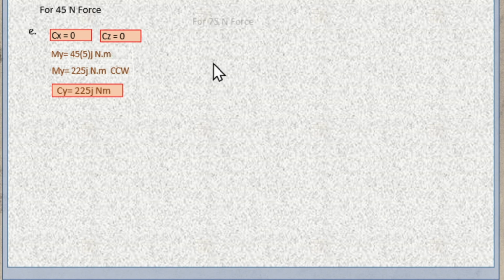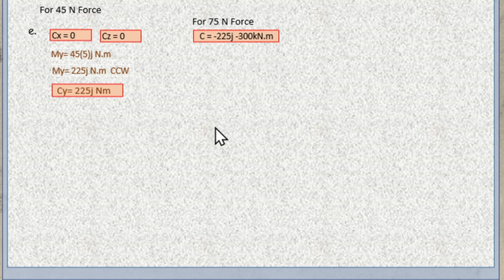And now, let's try for our 75 Newton force. As you can notice, it is the same as our figure C, so I will not show you the solution for that. Just look at our figure C, it is just the same. So we have couple equals to negative 225J minus 300K Newton meter.